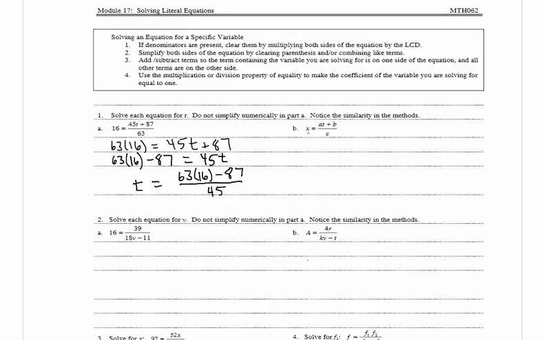In B, we have x is equal to (a times t plus b) divided by c. And we're going to go through the same steps that we went through in A to solve this equation. So the first thing we're going to do is multiply both sides by c. So we're going to have x times c is equal to at plus b. And now I'm going to subtract b from both sides, and I get xc minus b is equal to at. And now I'm going to divide both sides by a. So I get t is equal to (xc minus b) divided by a.